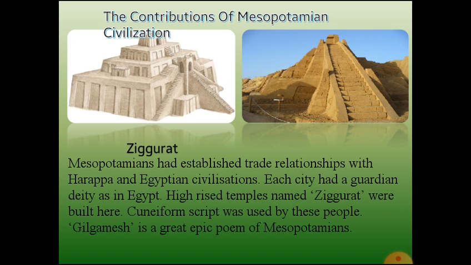With the help of ziggurats, even Hammurabi was in this process, and Hammurabi was very successful. And so this was the lesson about the Mesopotamian civilization.